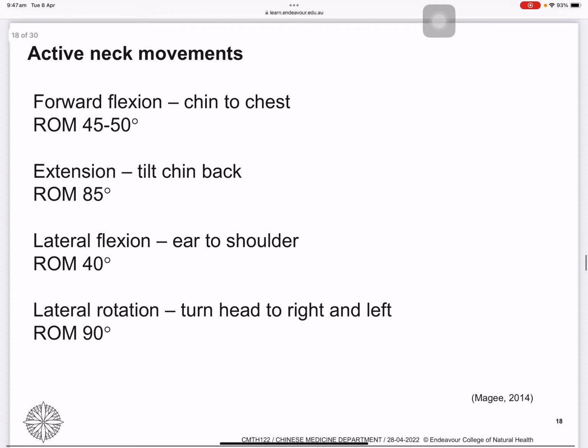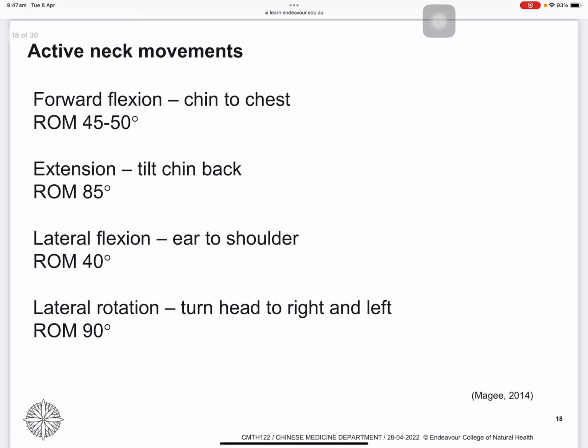So if the patient can't reach 45 degrees, normally it is a muscle problem. The problem is from the back. If the flexion is not enough, not 45 degrees, the problem is from the back. And the extension, this one, is usually 85 degrees.